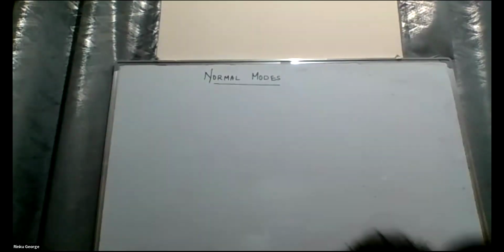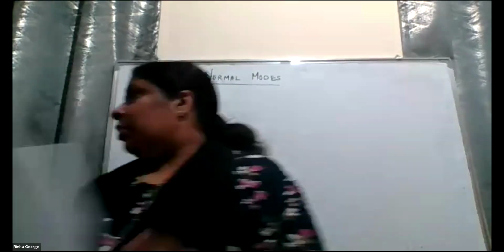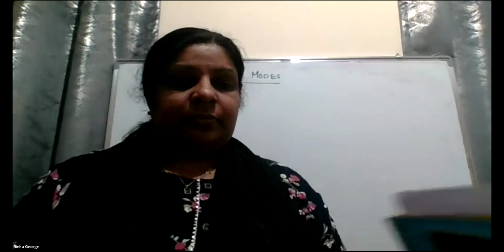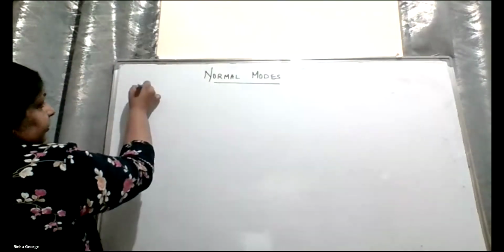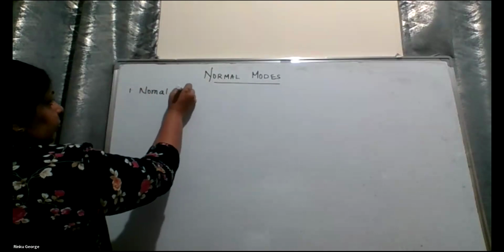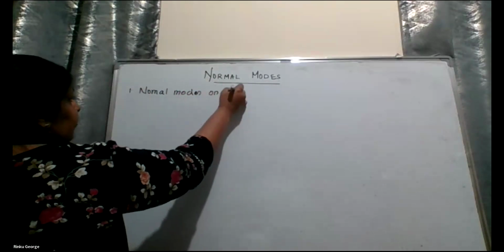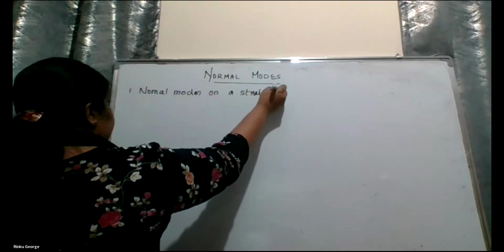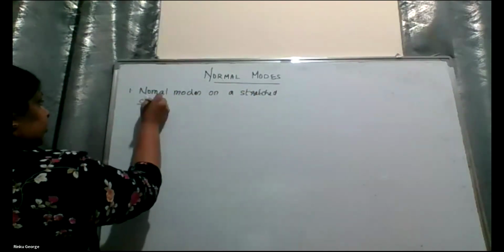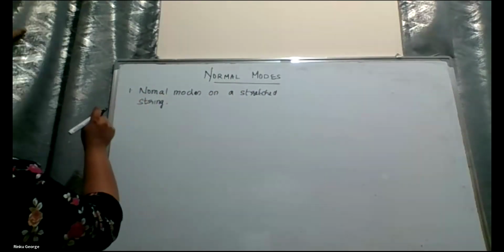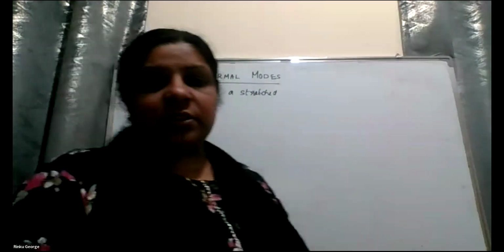So first one, you give a side heading. Normal modes on a stretched string. That is the first case.